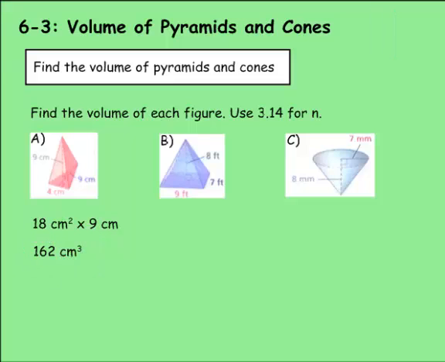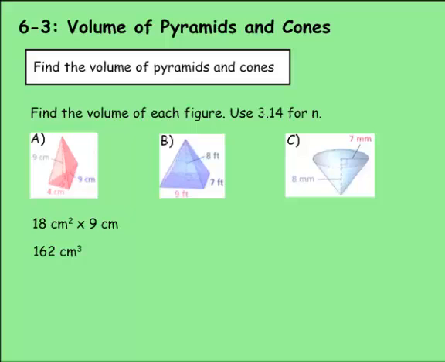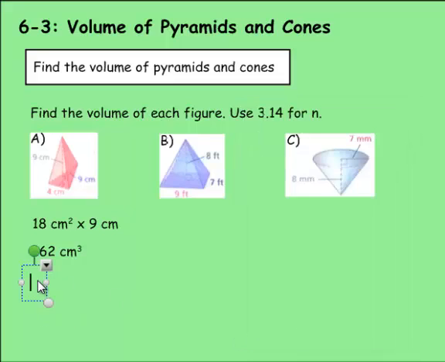But then we need to multiply that times 1/3, or divide it by 3 if you want to do it that way. So we do 162 divided by 3, that would be 54. So our answer would be 54 centimeters cubed.